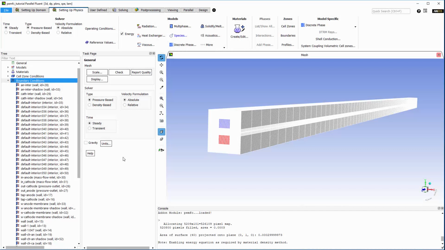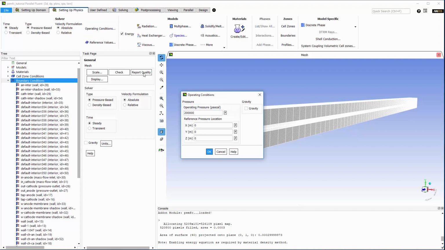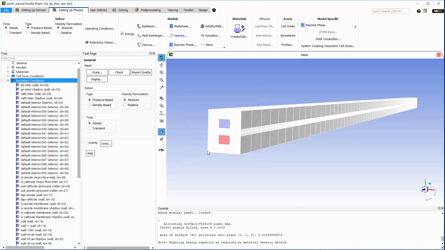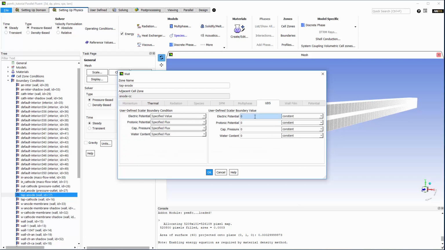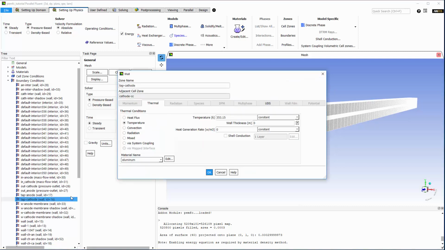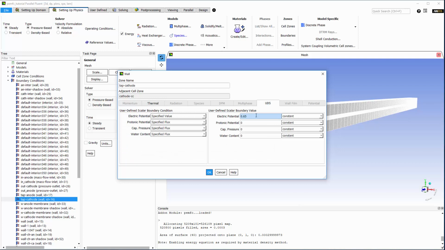At this point, I have set up the boundary conditions for this simulation. The cell will operate at a pressure of 200,000 pascals. The anode voltage terminal will operate at a constant temperature of 353.15 Kelvin. The voltage terminal will operate at a constant electrical potential of 0 volts. Similarly, the cathode voltage terminal will operate at a constant temperature of 353.15 Kelvin. The electrical potential will also be constant and set to a value of 0.65 volts.